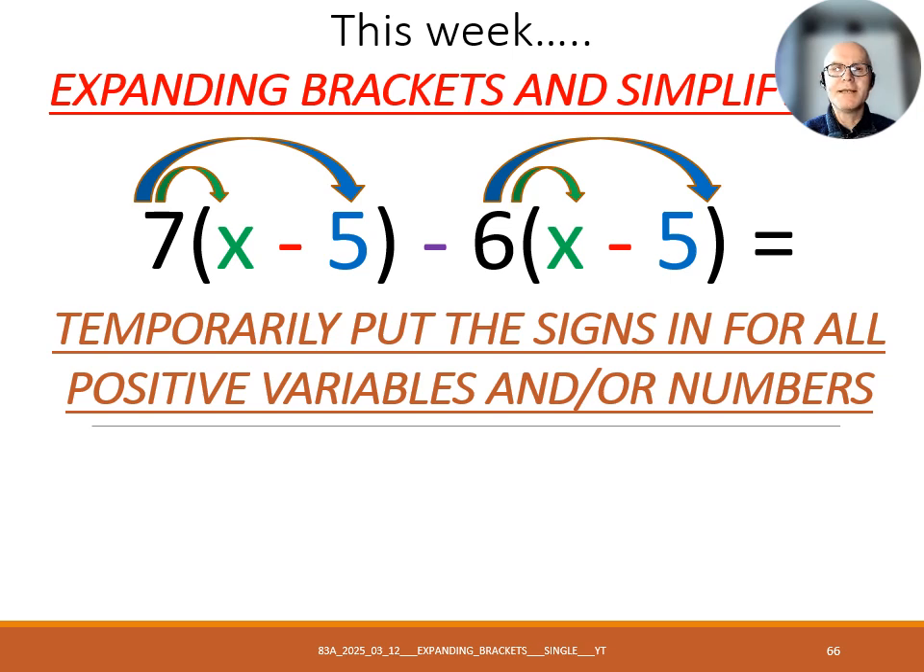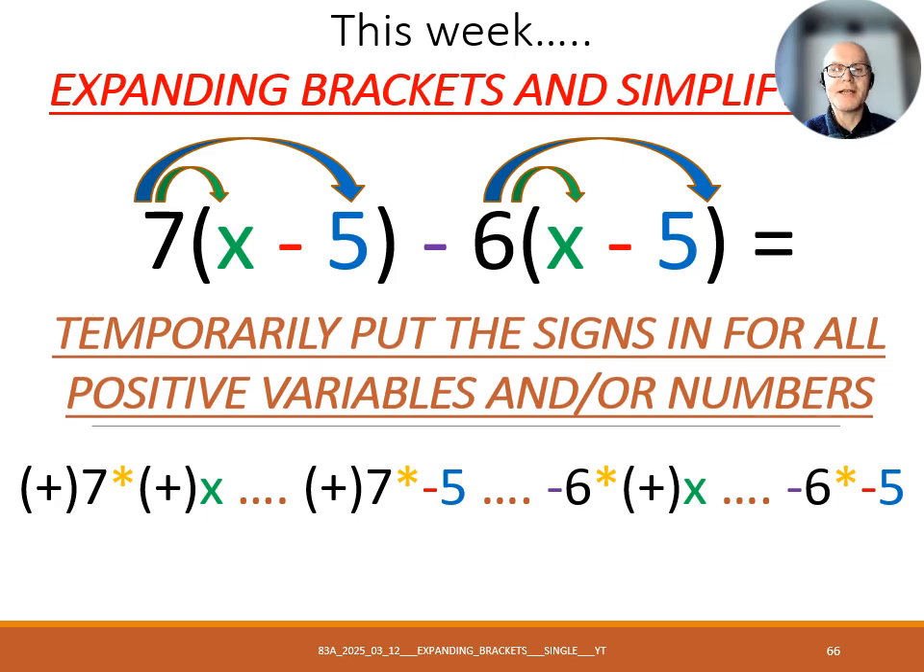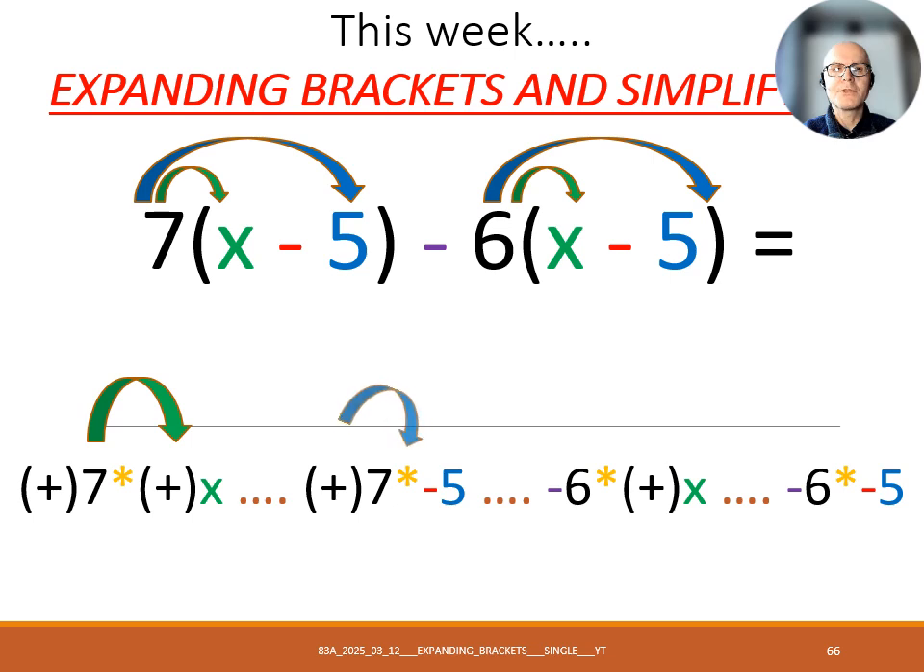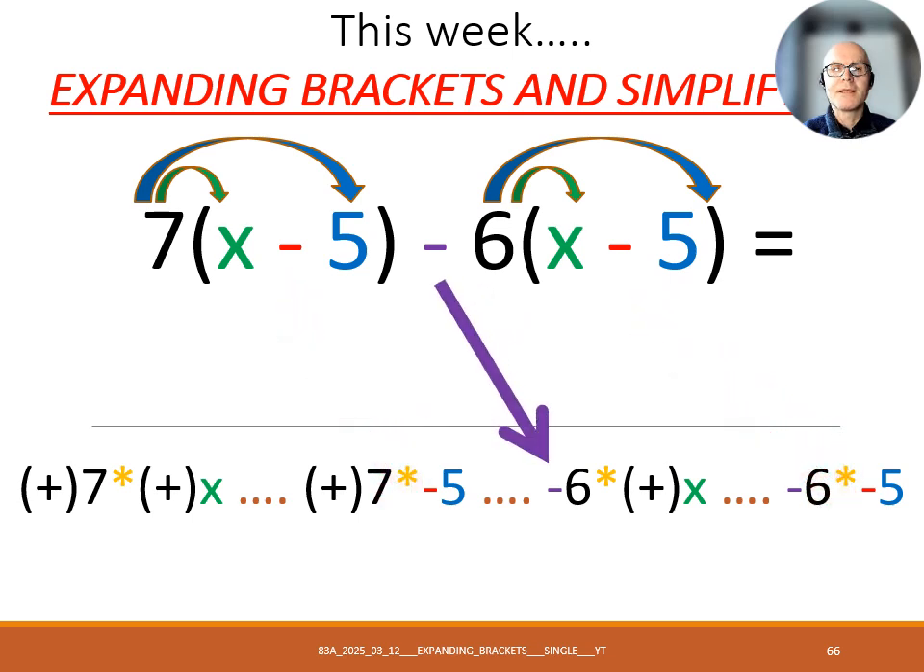Put the positive signs in where applicable. 7 times positive x, positive 7 times negative 5, negative 6 times positive x, and negative 6 times negative 5. 2, 3, 4 separate chunks to work out step by step. Here's where the negative signs come from. Here's where these negative signs come from.